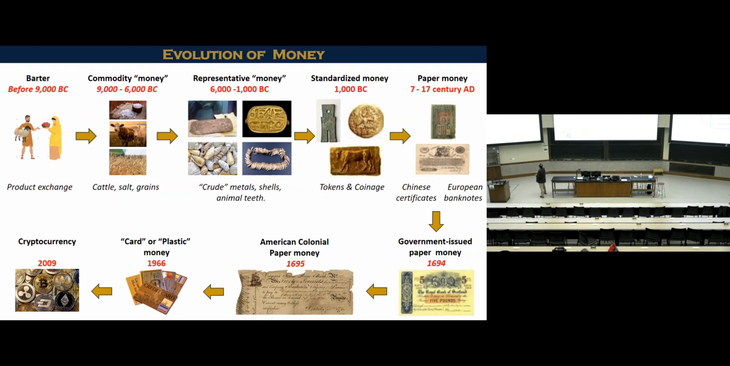Around 1000 BC, people started to use more standardized objects, like this Chinese bronze token, and the coinage from Greece and also from India. And coinage was for a very, very long time the primary medium for exchanging goods and for money.